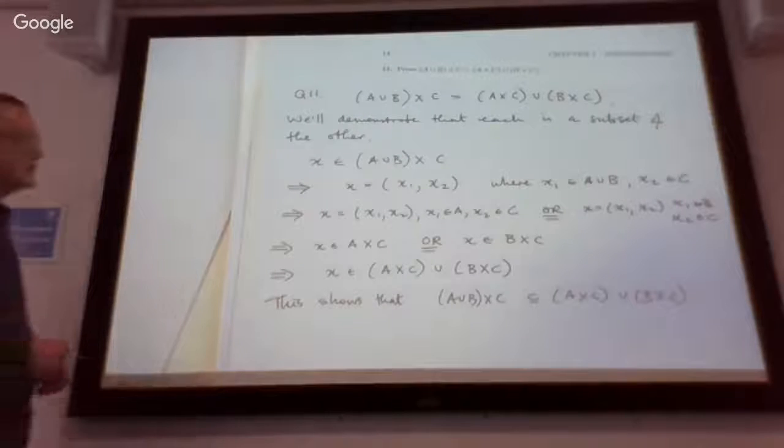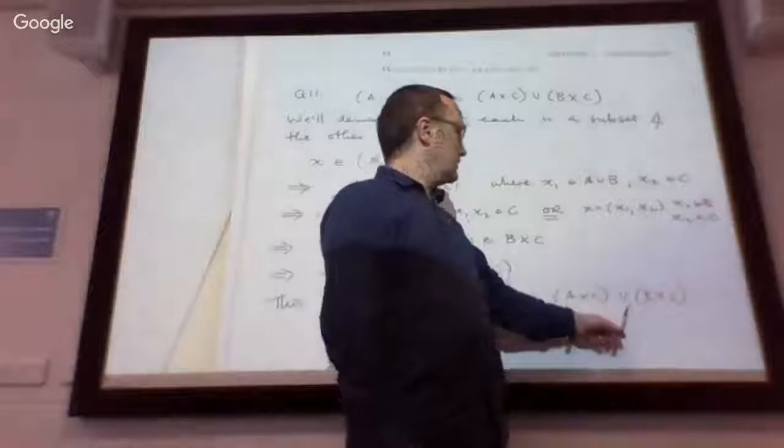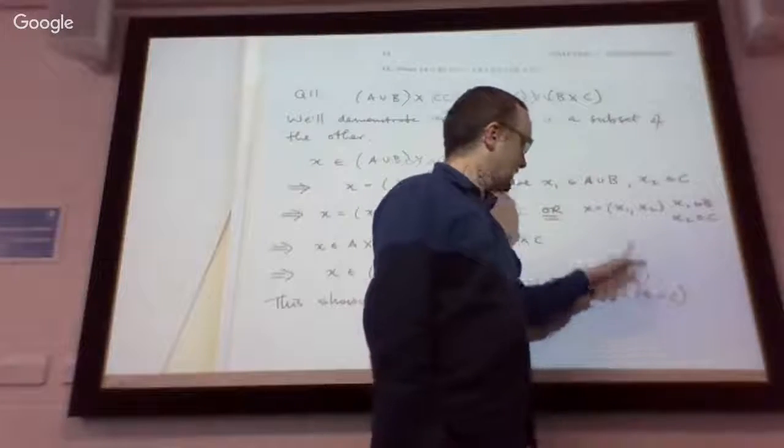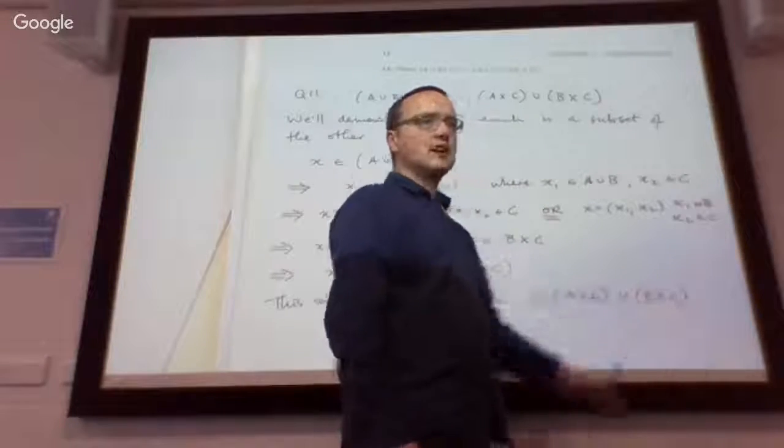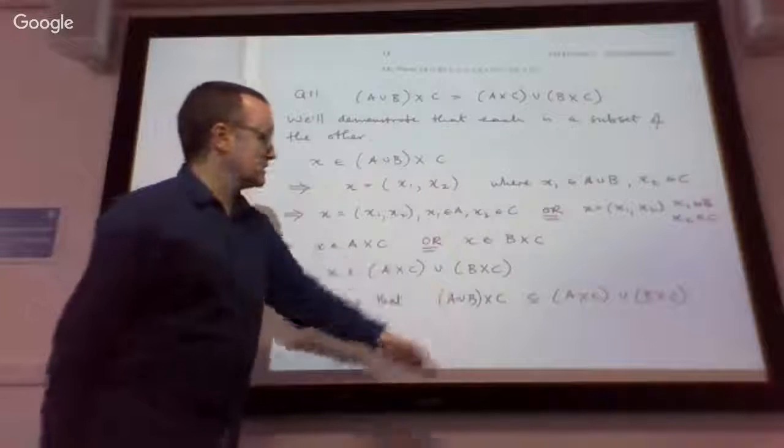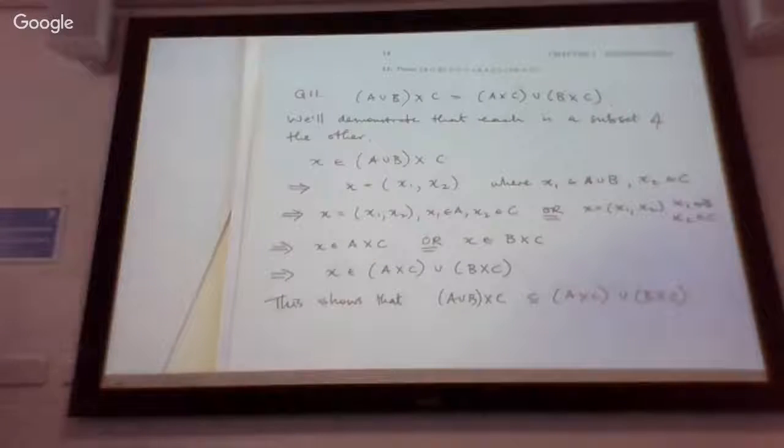Okay. We would then go back here and have a second argument now to show that the set on the right-hand side must be a subset of the set on the left-hand side. Any questions about that argument or comments about it?